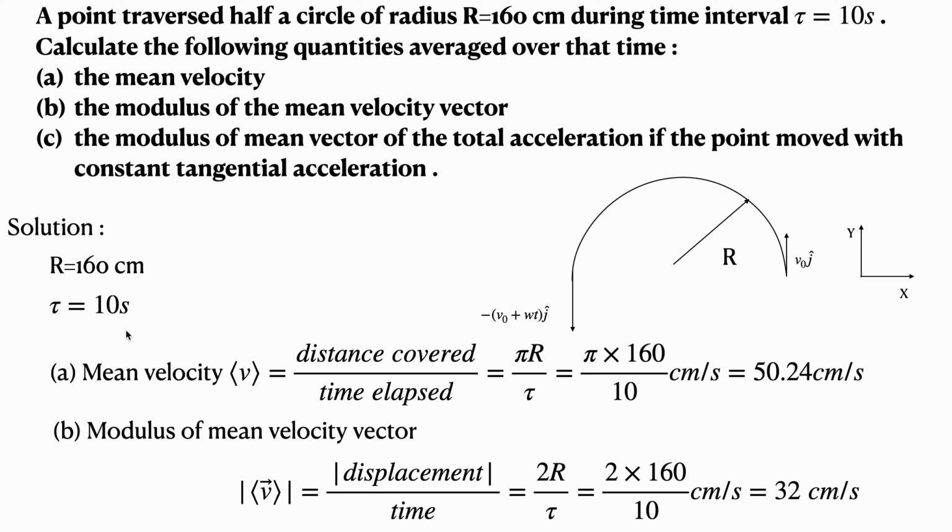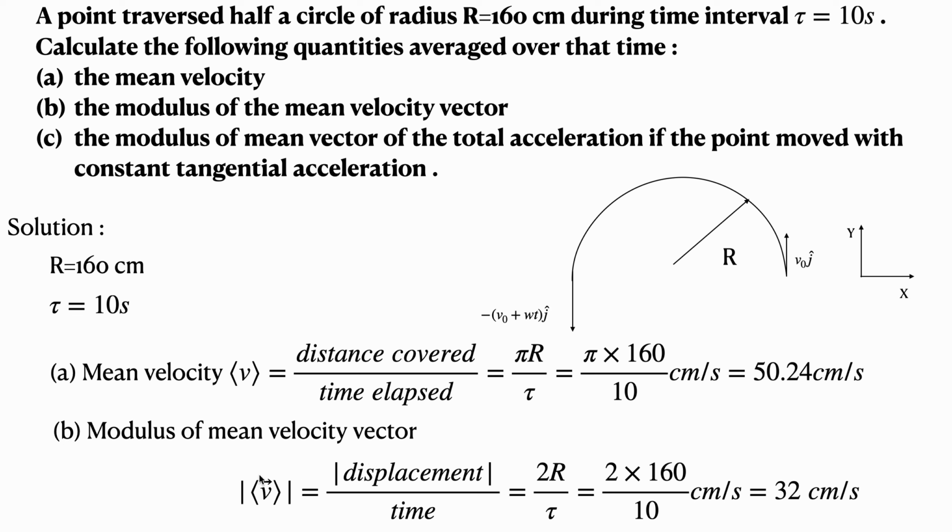So let's solve part A of the question. Mean velocity will be equal to distance covered divided by total time elapsed. The distance covered by the particle is half a circle, which is pi r, divided by the total time duration tau. So this will be equal to pi multiplied by 160 divided by 10 centimeter per second, which equals 50.24 centimeter per second.